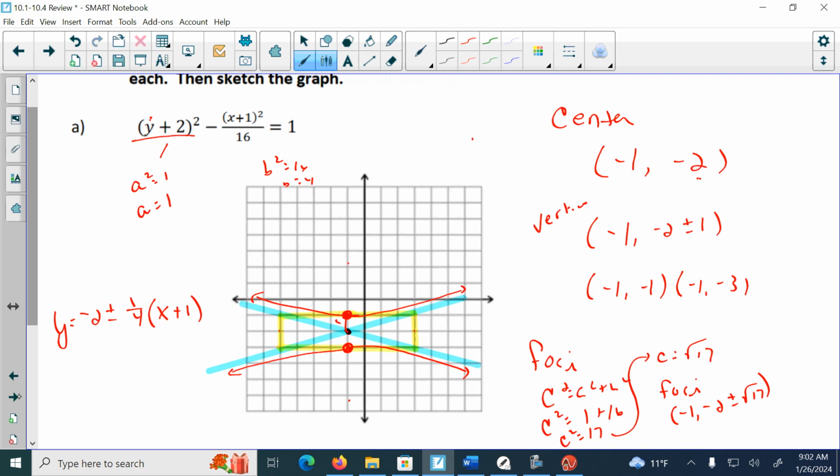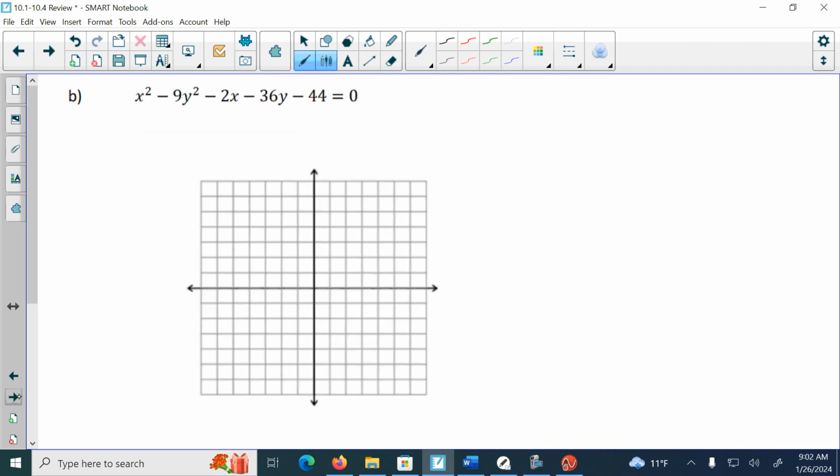Okay, moving on to the next one. So this one, I'm doing the same thing, except right now it's in general form, I have to put it in standard form. So I'm going to put all my x's together, all my y's together. Anything that doesn't have an x or y is going to go over to the other side.